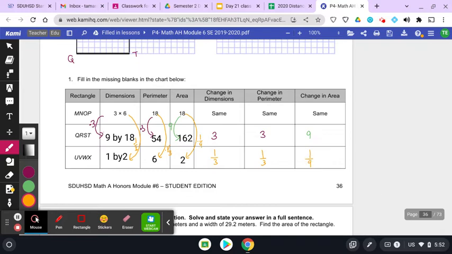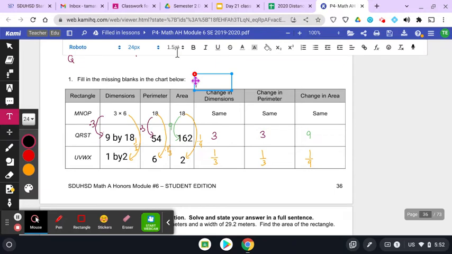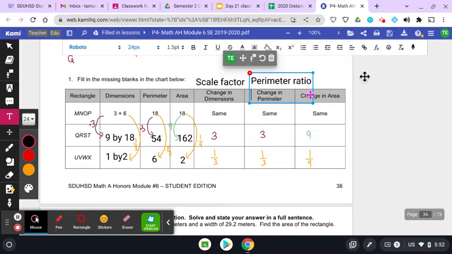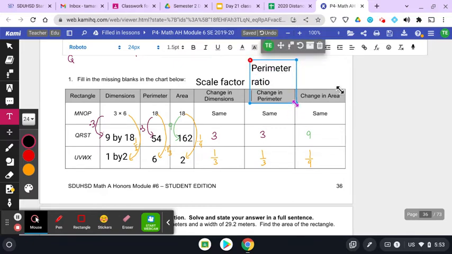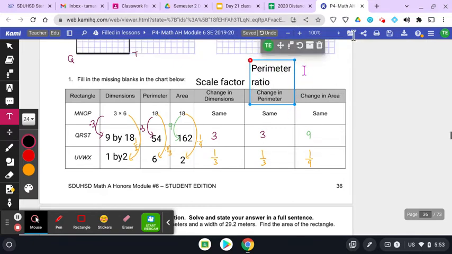Okay? So here, when we're changing the dimensions, we're talking about the scale factor. What did you multiply by to enlarge it, or what fraction did you multiply by to reduce? That is the scale factor. Okay? The perimeter ratio is how the perimeters changed. So this is the perimeter ratio. And then over here, we were looking at the change in the area, or the area ratio.